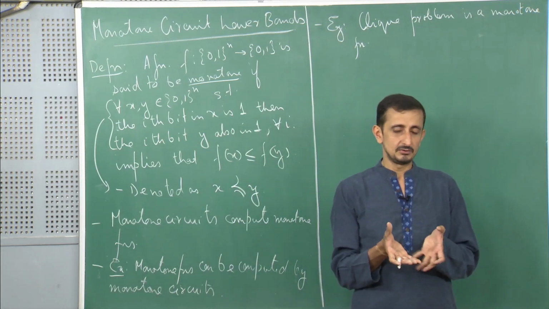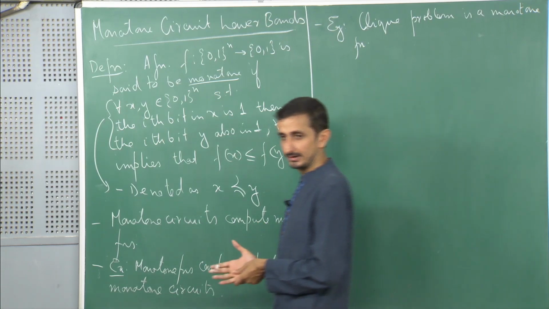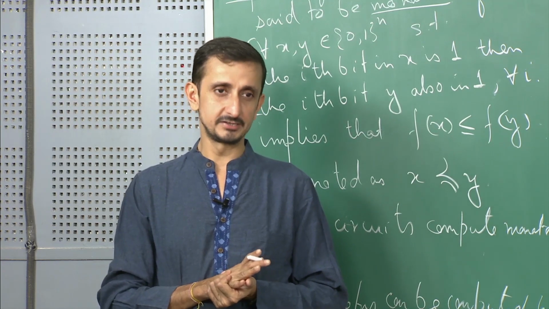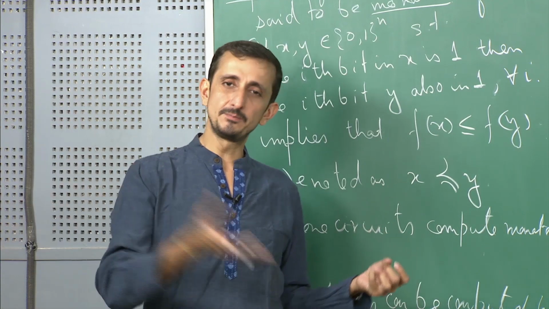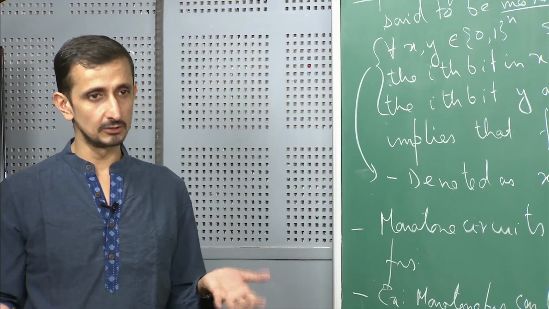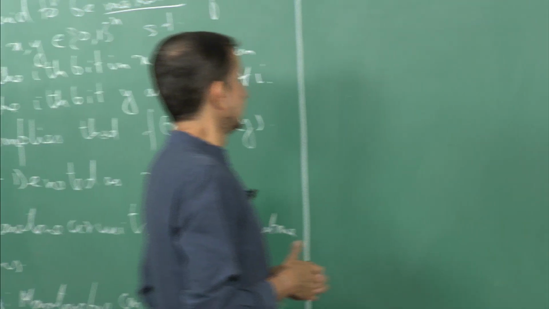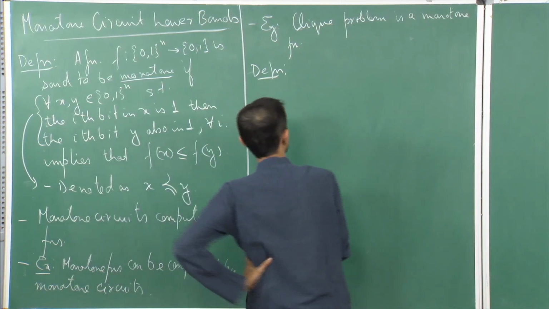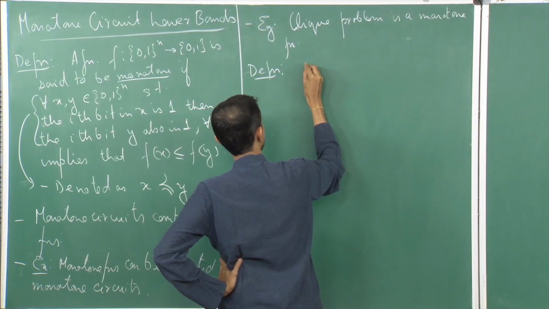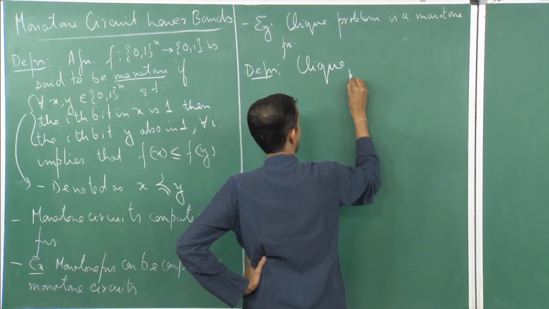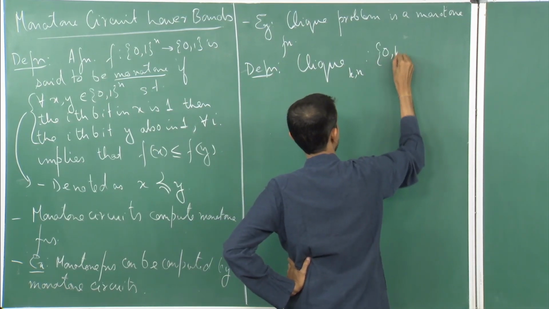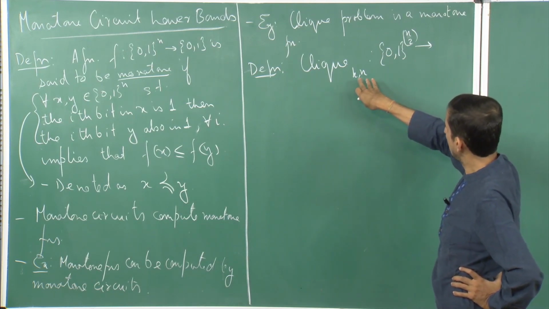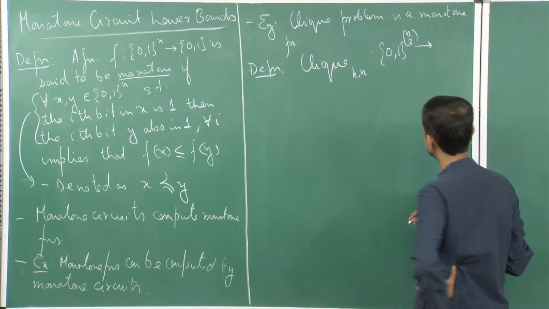Can you name some other natural problems, maybe on graphs or anything else, that are monotone? Exactly. Connectivity is also a monotone function, because if there is a path from S to T and you keep on adding edges, connectivity is not disturbed. Similarly, perfect matching is also another very important candidate problem. The first thing that we will see is the formal definition of this Clique function. This is a function on n choose 2 bits, basically a function on n vertex graphs which have a clique of size k.